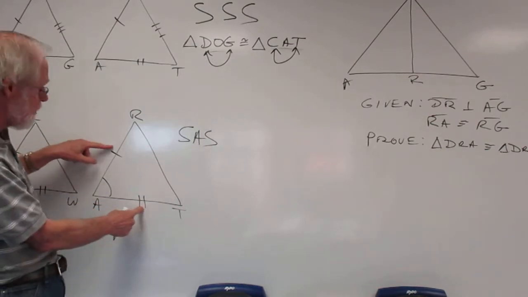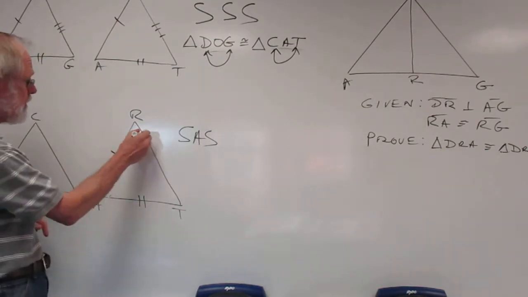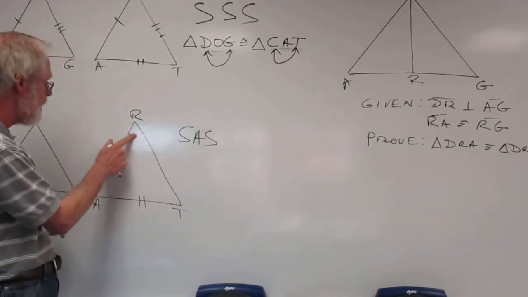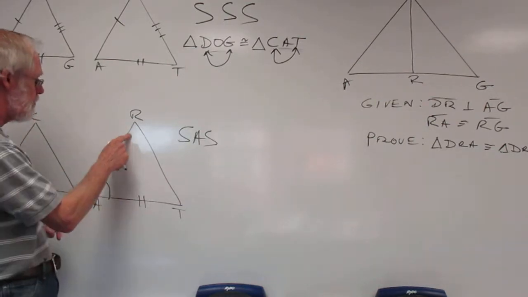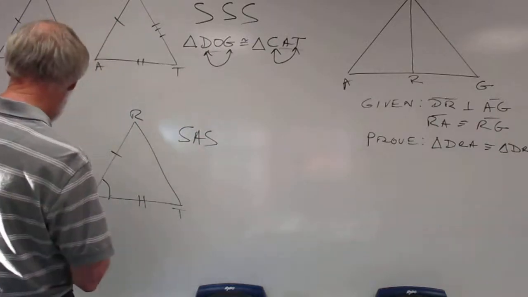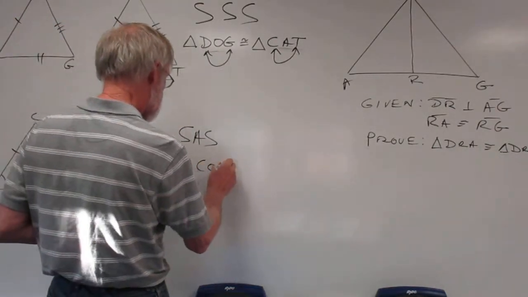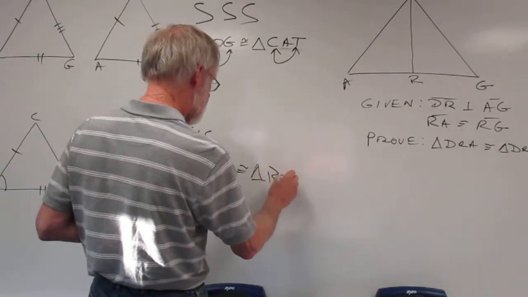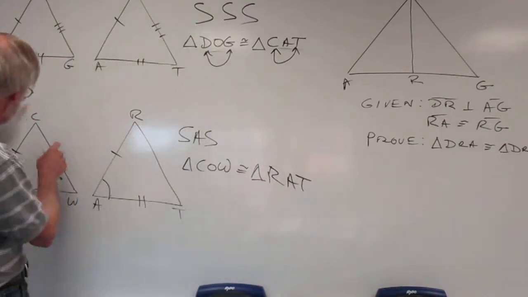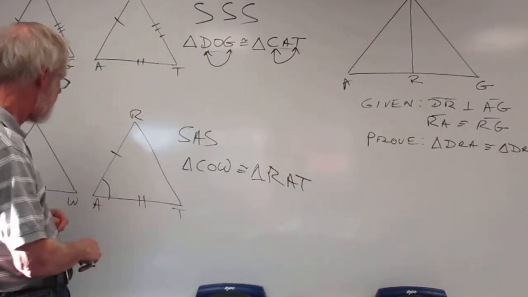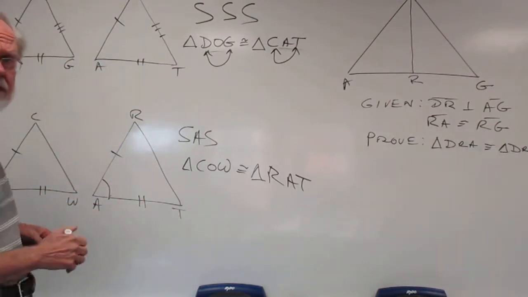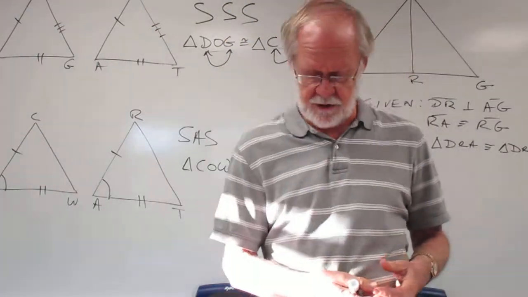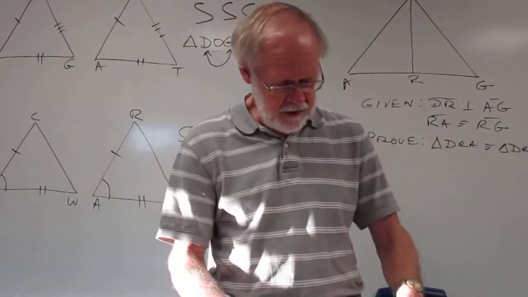Here, between the 2 congruent sides. In other words, this would not be the same. If I had an angle up here and then a side and then a side, that's not the same. The angle must be between the 2 congruent sides. And in this case then, I could say triangle COW is congruent to triangle RAT. Or I could have said CWO is congruent to RTA, or ART is congruent to OCW, but again, I have to have them in the same order so that the sides and the angles match up. All right, side, side, side, and side, angle, side.